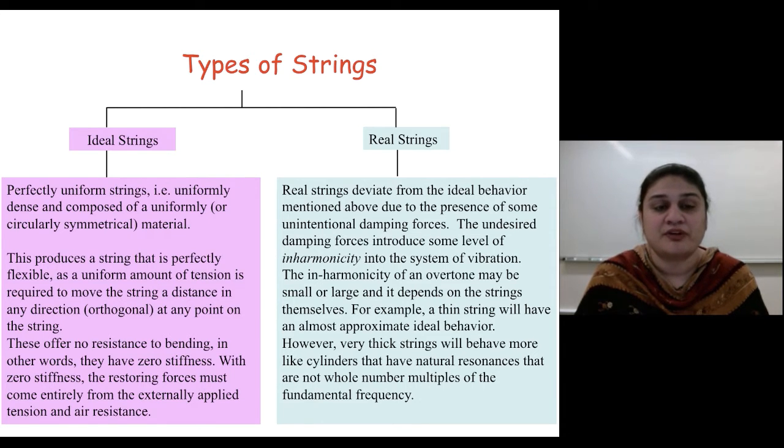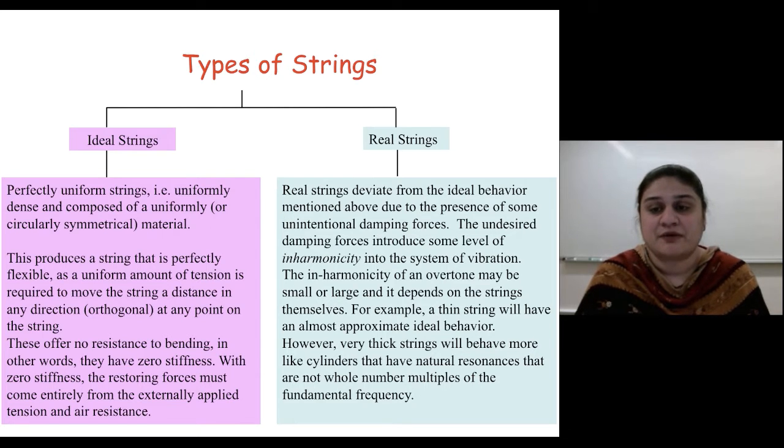Ideal strings are perfectly uniform strings, uniformly dense, composed of uniformly circularly symmetrical material, producing a string that's perfectly flexible. The amount of tension that is required to move a string a distance in any direction is absolutely perfect, and it offers no resistance to bending. It is ideal, and in ideal conditions, these are the strings that are going to be known.